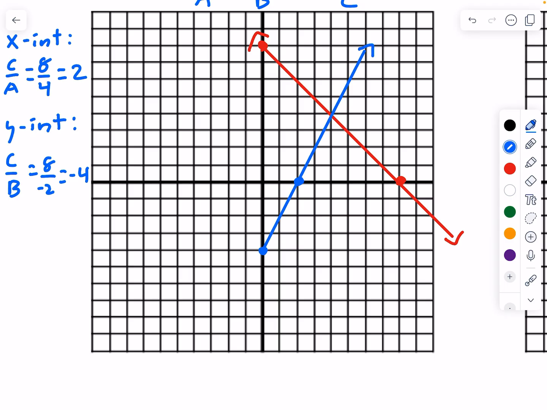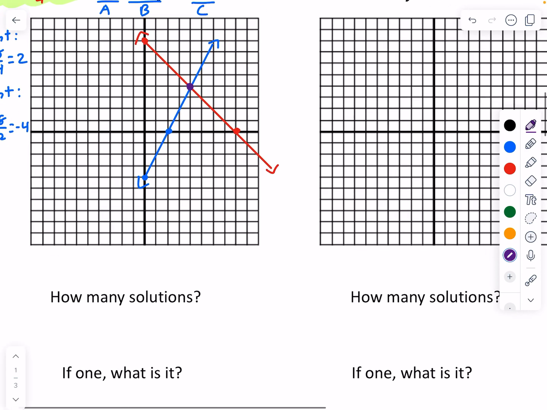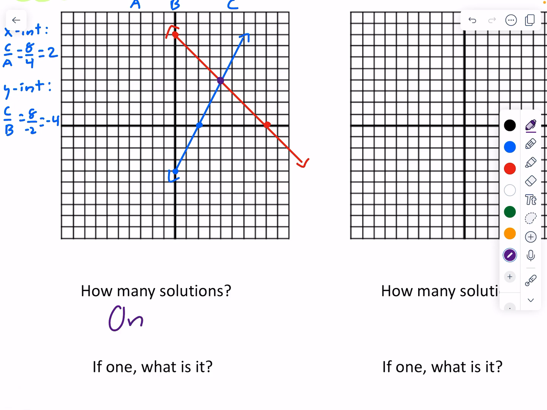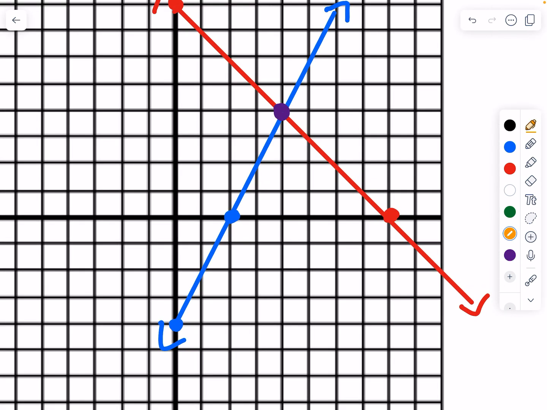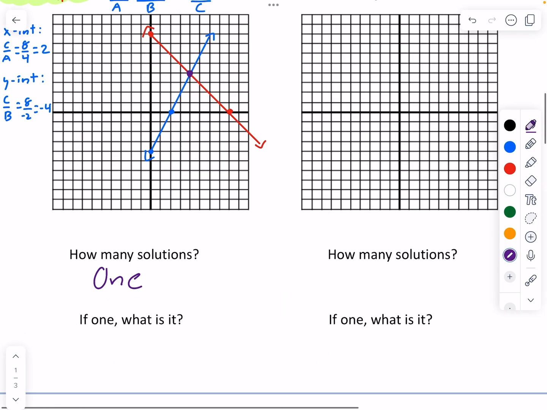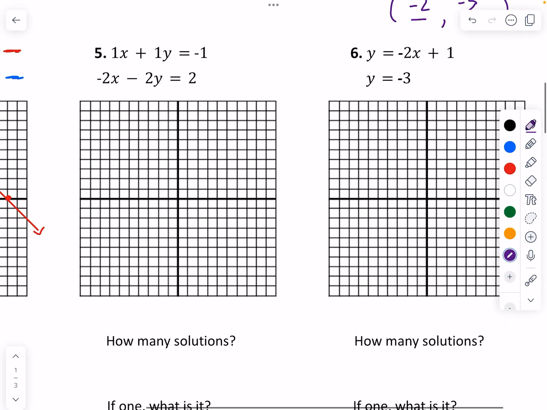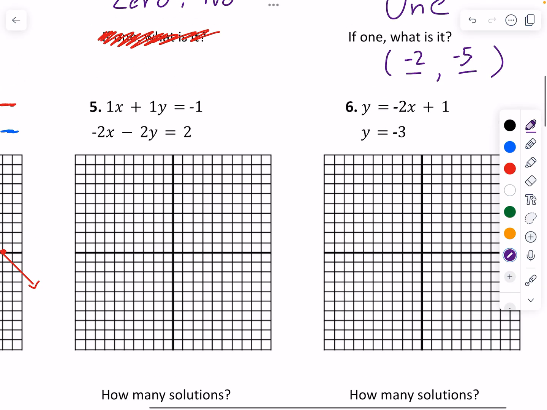Hopefully you guys believe me that they're supposed to cross right there. Okay? We do have only one solution for this one. Pause for a second and tell me what is that point where they cross, that purple point, or now orange point. I don't know how it turned orange. What is that point right there? If you said 4, 4, you are correct.